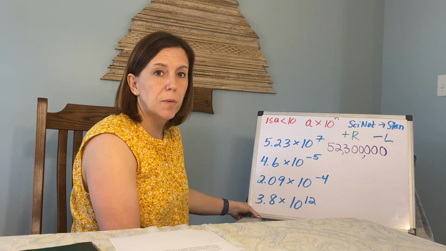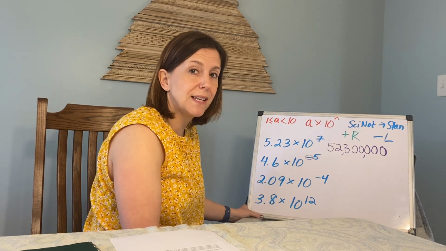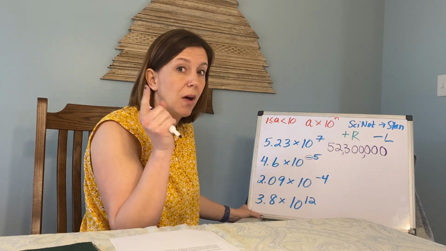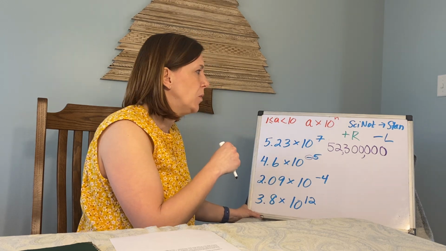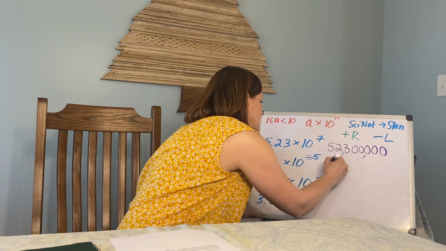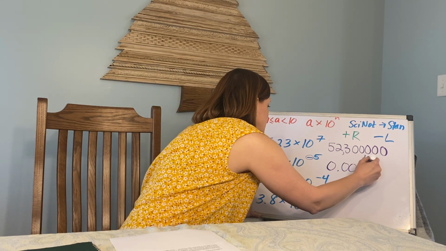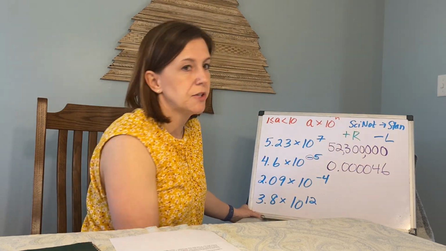Example 2, 4.6 times 10 to the negative 5th. I see a negative exponent. That tells me, first of all, I know it's going to be a really small decimal. And it tells me the direction. I'm going to move my decimal point 5 spaces to the left, leaving me that as my final answer.